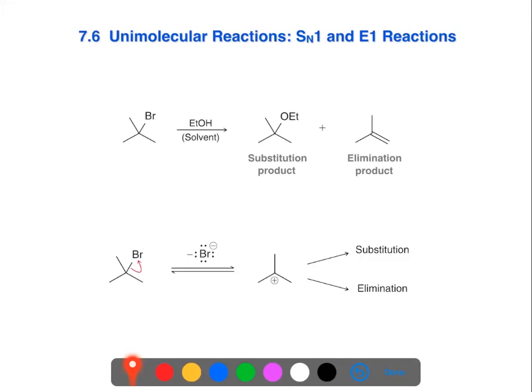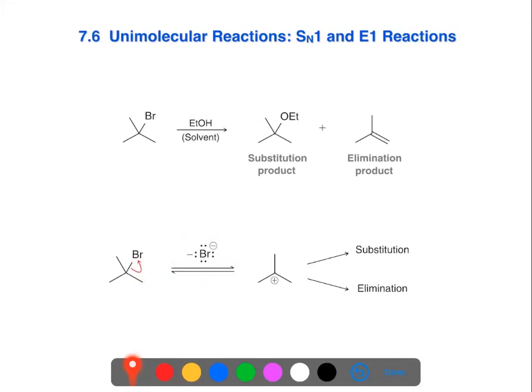What we observe when we carry out this reaction is we end up with a mixture of products. We end up with a substitution product and an elimination product. And so as you can see in the figure below, the first step in the mechanism that leads to these two products is the loss of a leaving group. So you can see that we have the loss of this bromine atom as a bromide.